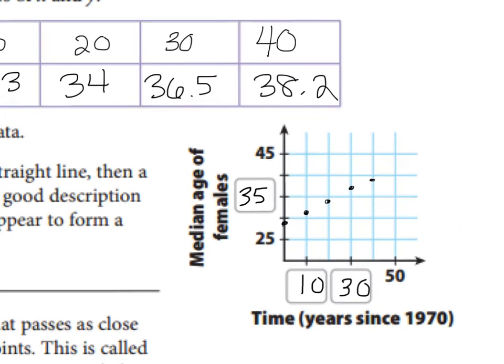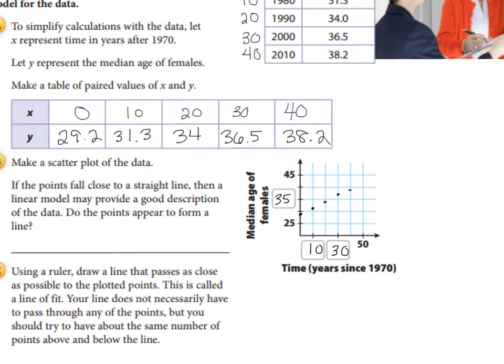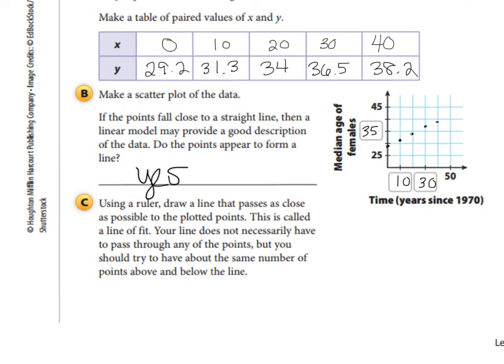So your scatter plot should approximately look like this. And do the points appear to form a line? The answer to that is definitely yes. Next step, they want you to use a ruler and draw a line that passes as close as possible to the plotted points. And again, that's what they refer to as the line of fit.